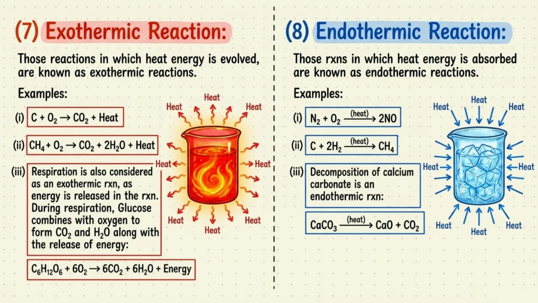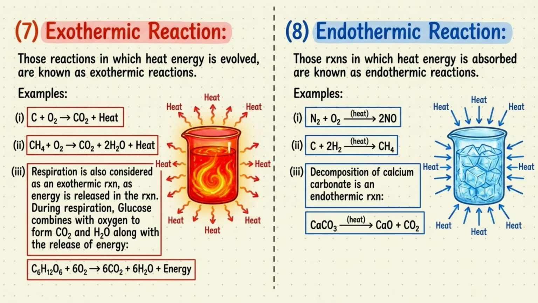Now, endothermic reactions are the opposite. These are reactions in which heat energy is absorbed from the environment, making things feel cold or requiring a constant heat source to keep going. For example, N2 plus O2, absorbing heat, yields 2NO. Another is C plus 2H2, with heat applied, yields CH4.